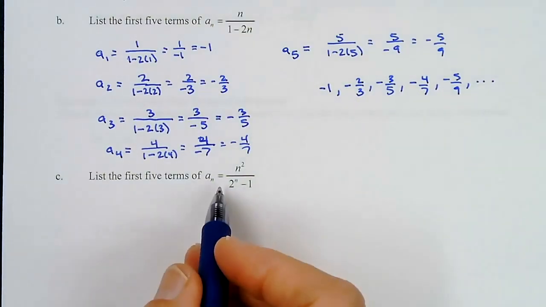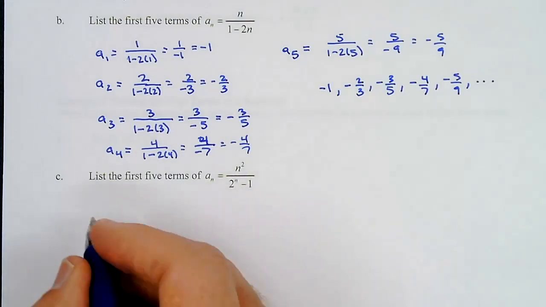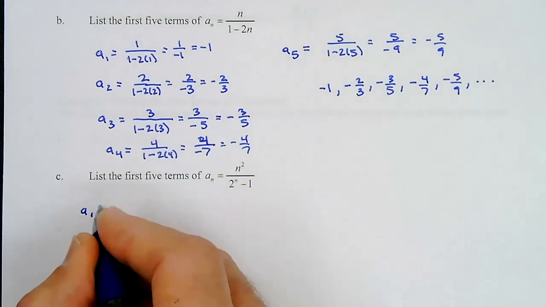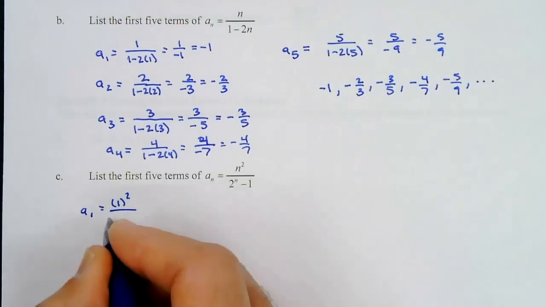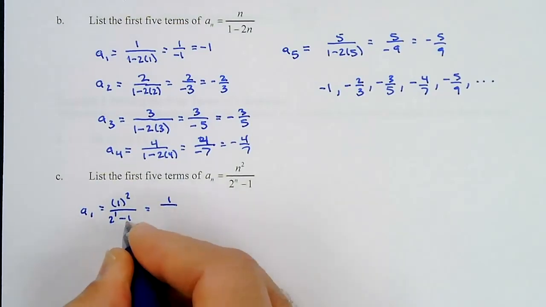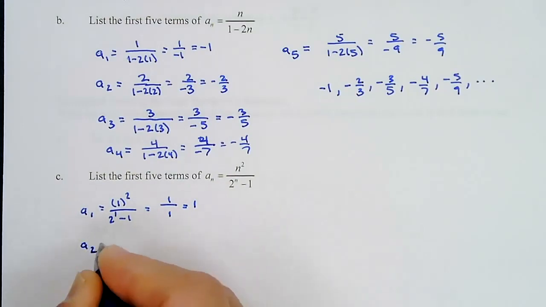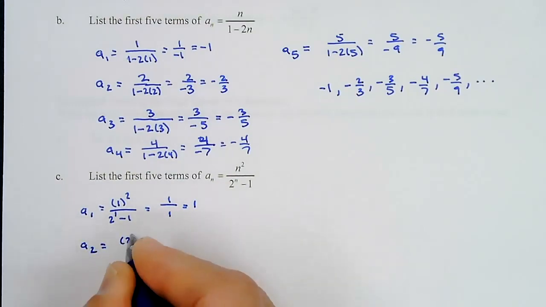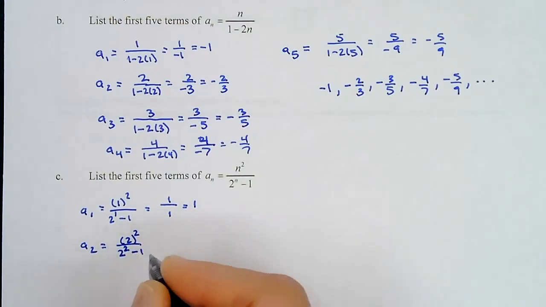Okay, so how about this next one right here? a sub n is equal to n squared over 2 to the n minus 1. So a sub 1 would be 1 squared over 2 to the first minus 1. So that'd be 1 over, this would be 2 minus 1, which is 1. That would give you 1. The second term would be 2 squared over 2 to the second power minus 1. So this would be 4 over, 2 squared would be 4, minus 1 would be 3.